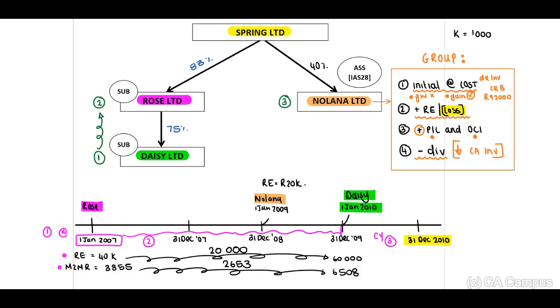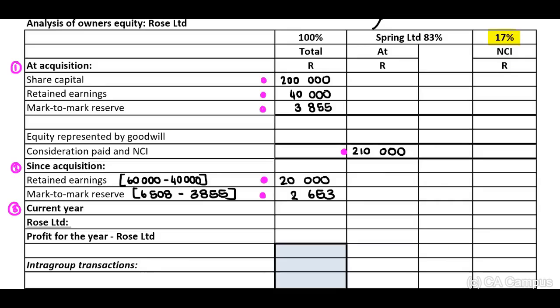Now let's transfer this to the analysis of owner's equity. When you look at the retained earnings in the since acquisition section, I've included the 20,000 as well as the calculation. Guys, important, you have to please include all your calculations. If you do not include them, you will lose marks. Especially, guys, think about this. If your total amount was incorrect, how should the mark know how you have calculated that amount?